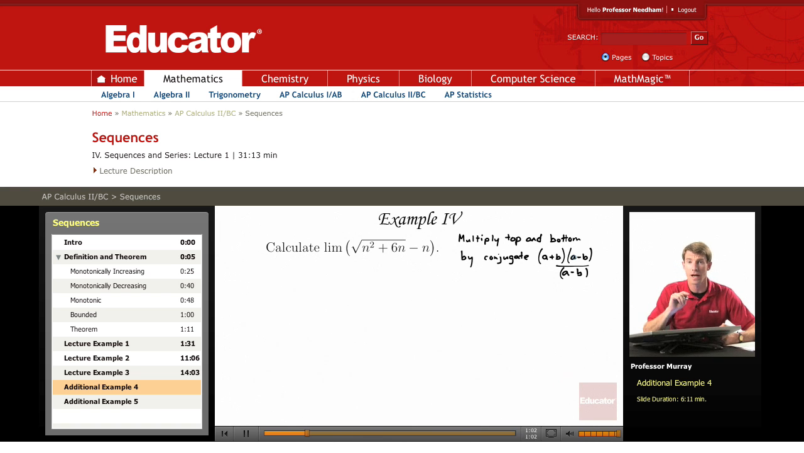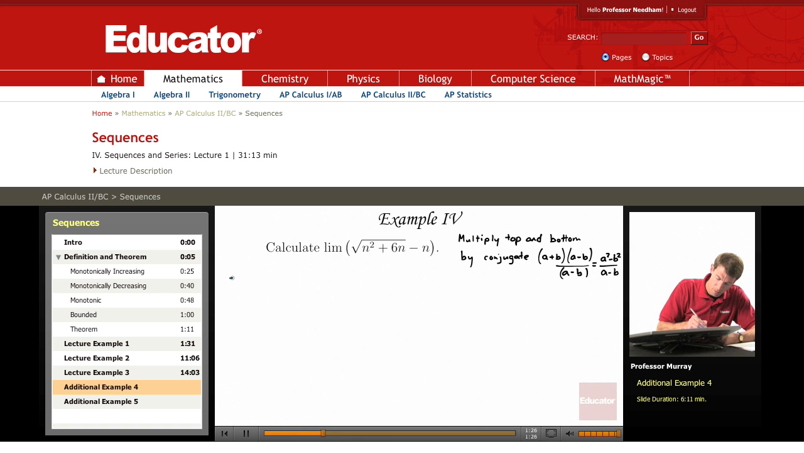The point of doing that is to take advantage of this difference of squares formula. Remember, a plus b times a minus b is equal to a squared minus b squared. So what that does is it kind of squares out the expressions for you, and that can often simplify a square root formula for you. So let's try that out with this example.